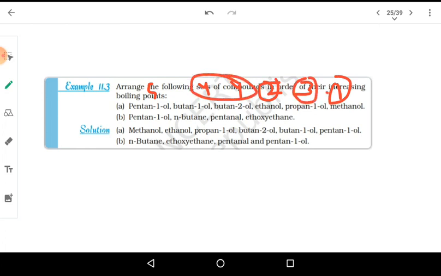Now the thing is with these two. Check for branching. Branching is more in butan-2-ol, and as a result of it, that will have lower boiling point, and then will come butan-1-ol, and finally it will be pentan-1-ol. Next, one contains pentanal and ether. So we have an alcohol, hydrocarbon, aldehyde. So highest is for alcohol, next is for aldehyde, next is for ether, and least is for hydrocarbon.